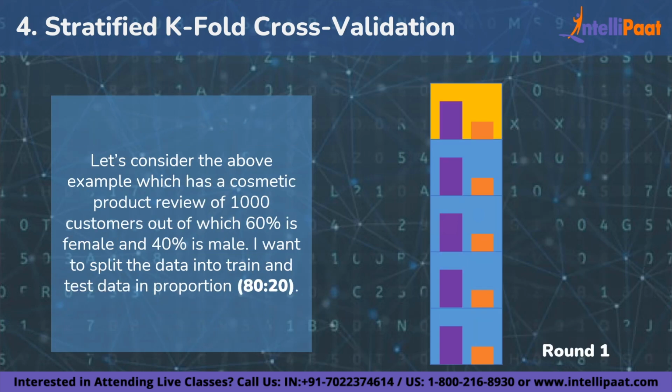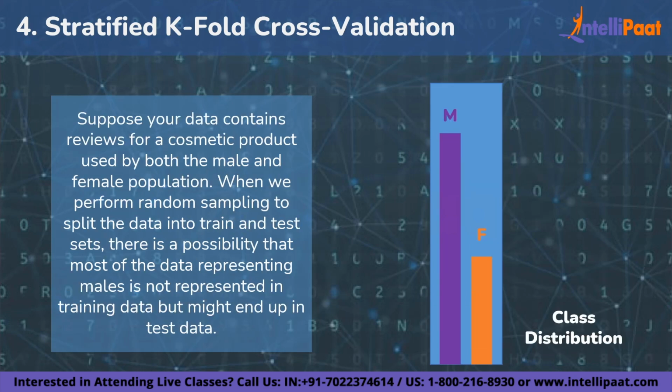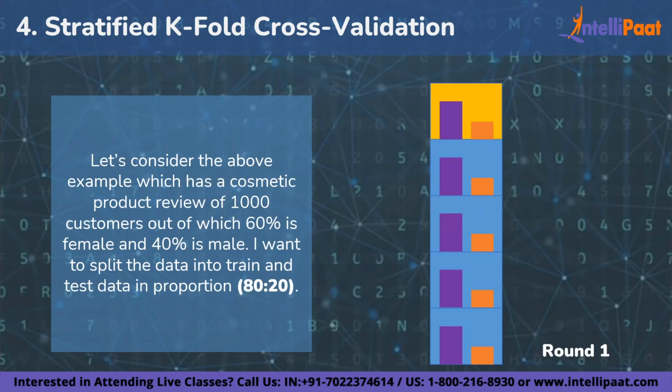So that is where stratified sampling comes to the rescue. Here the data is split in such a way that it represents all the classes from the population. So let's consider the previous example, which has cosmetic product reviews from 1,000 customers, out of which 60% are female and 40% are male. And then I want to split the data into train and test data in the proportion of 80:20, which means 80% of 1,000 customers will be 800, which will be chosen in such a way that there are 480 reviews associated with the female population.